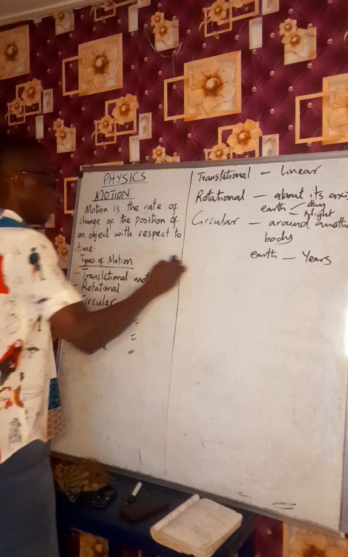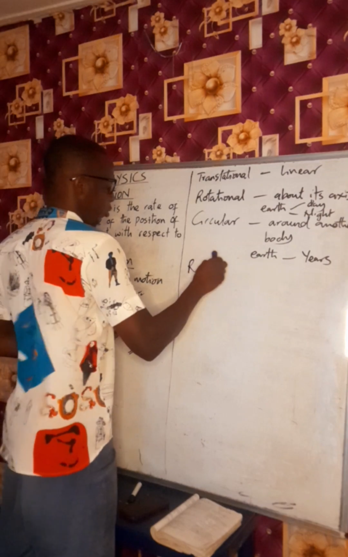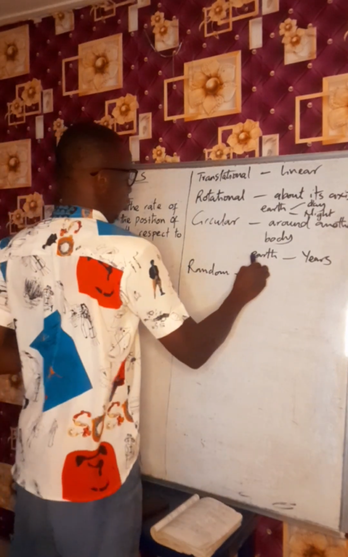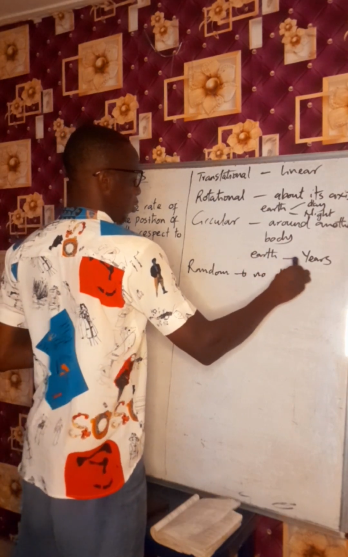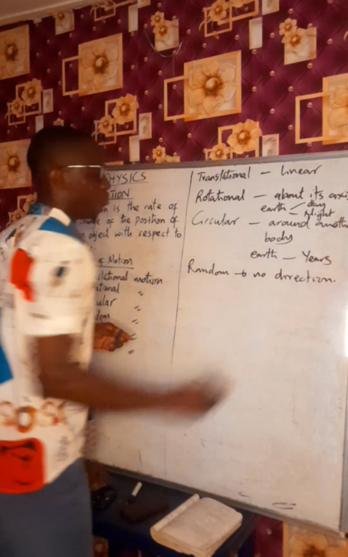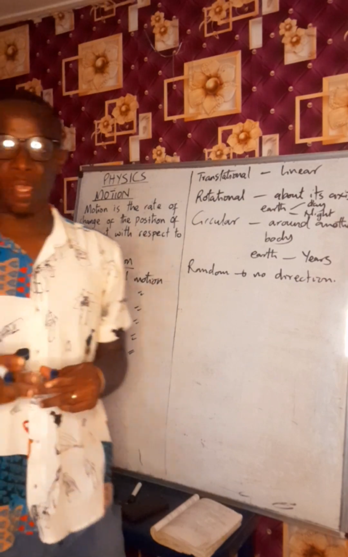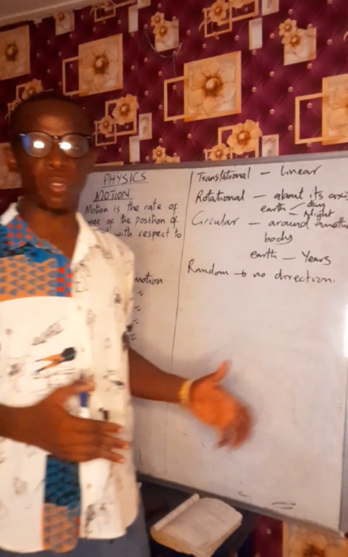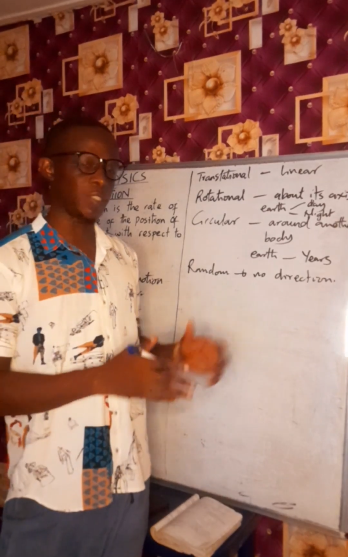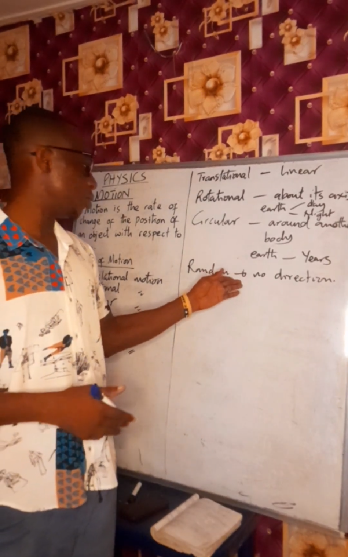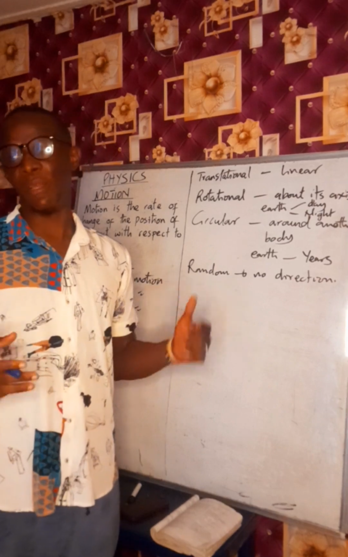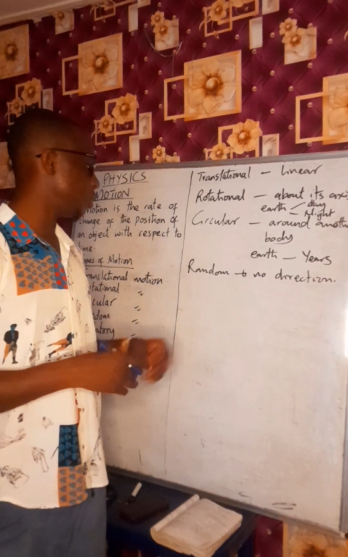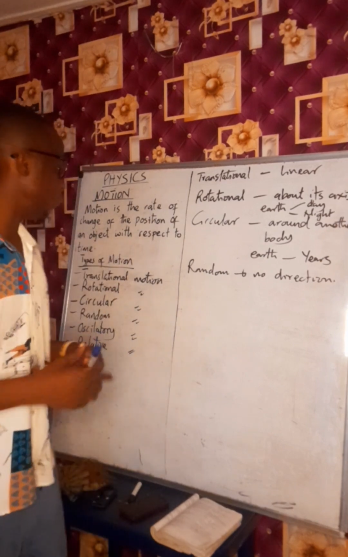The random motion is the movement that has no direction. For example, a woman in the marketplace. She buys from this place, she goes to that place, so she doesn't have a specific direction. So movement in that order is known as random motion, or the movement of insects, you understand? So those are what? Random motion.